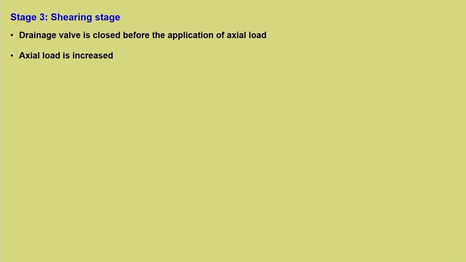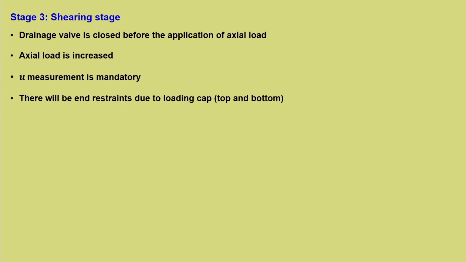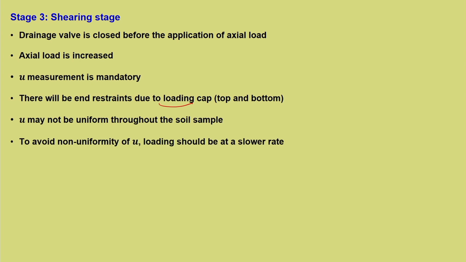Next is the shearing stage of the CU test, where the drainage valve is closed before the application of axial load, and then the axial load is increased, which is the deviatoric load. U measurement is mandatory. We have seen there will be end restraints due to the loading cap, an aspect we have already discussed. U may not be uniform throughout the soil sample. To avoid non-uniformity of U, loading should be at a slower rate. So, that is about the CU test, and next is the CD test.